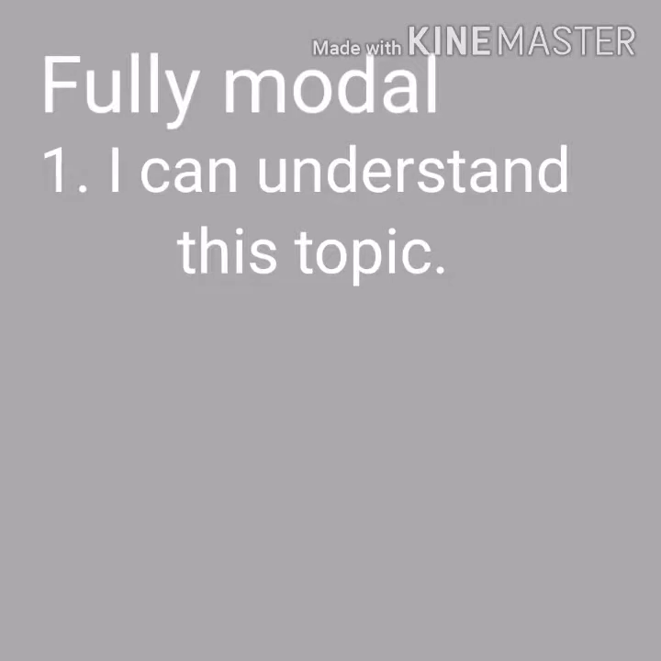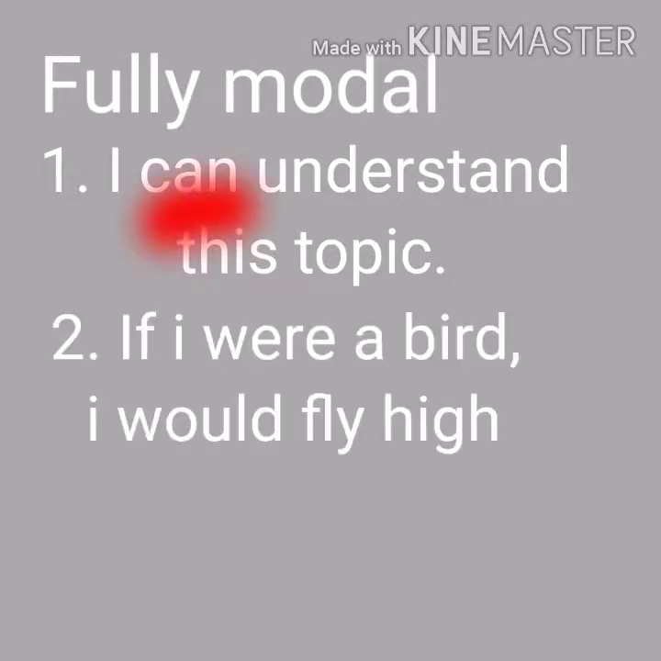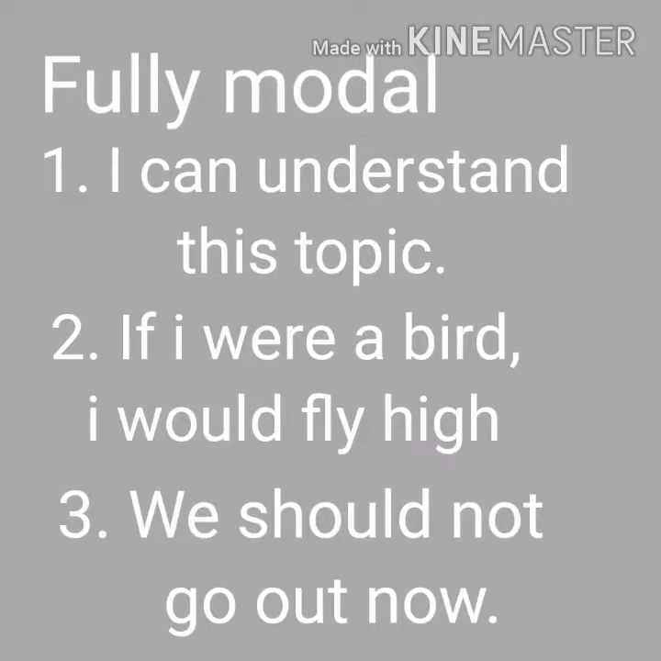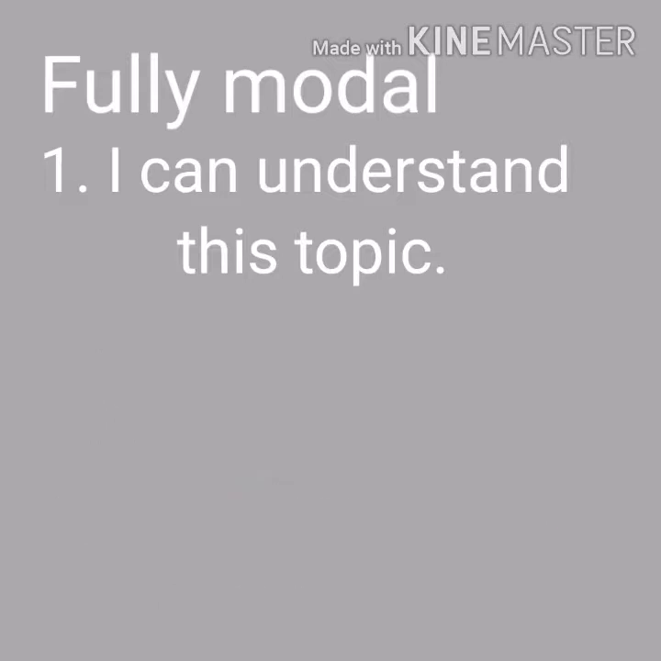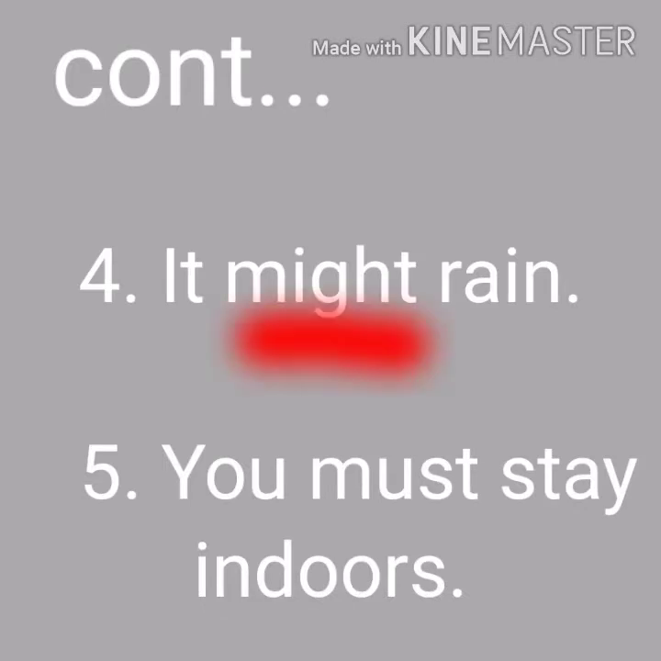Let us see the examples for fully modal verbs. I can understand this topic. Here in this sentence, can is the modal auxiliary verb. If I were a bird, I would fly high. In this sentence, would acts as the modal auxiliary verb, whereas were acts as the main verb. We should not go out now. In this sentence, should acts as the modal verb. It might rain. Here, might acts as the fully modal verb. You must stay indoors. Must acts as the fully modal verb.